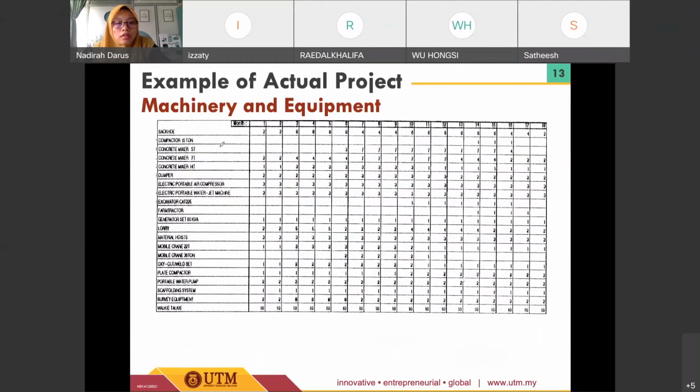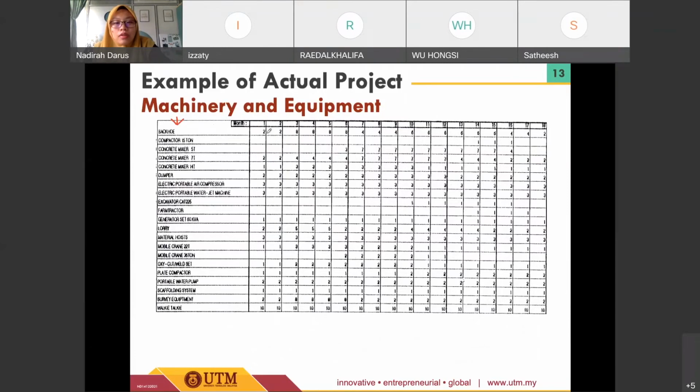And then we have, sorry, the next one. Similar to the previous one, this is the schedule for the machinery and equipment requirement. On the left side, we have the list of the required equipment for the project or for the activities that need to be done.